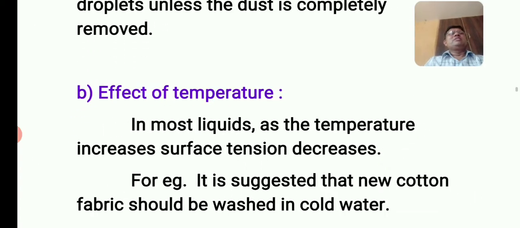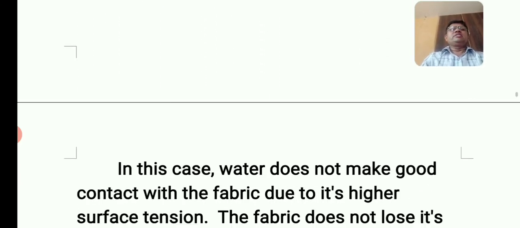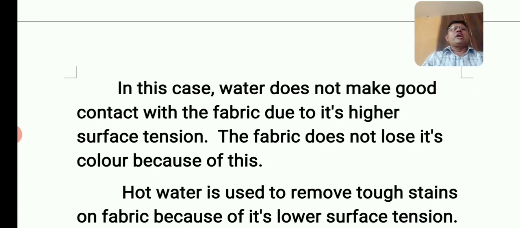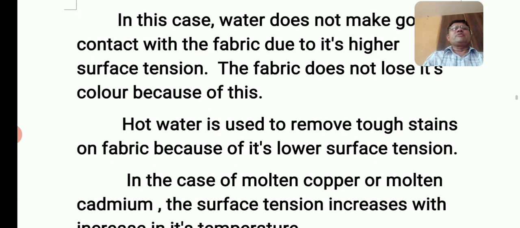In most liquids, as the temperature increases, surface tension decreases. For example, it is suggested that new cotton fabric should be washed in cool water. Why? Because in this case, hot water does not make good contact with the fabric due to its higher surface tension, and the fabric does not lose its color because of this. That's why new clothes are washed in cold water. Now, hot water is used to remove tough stains on fabrics because of its lower surface tension.